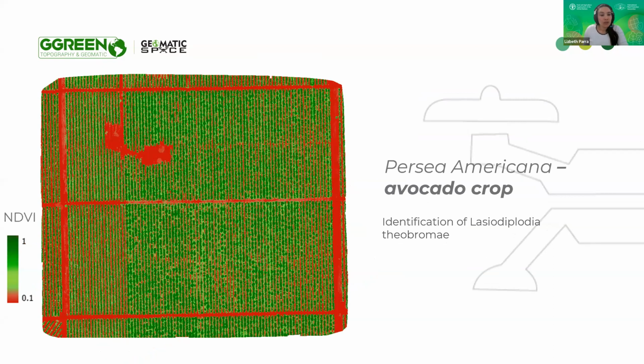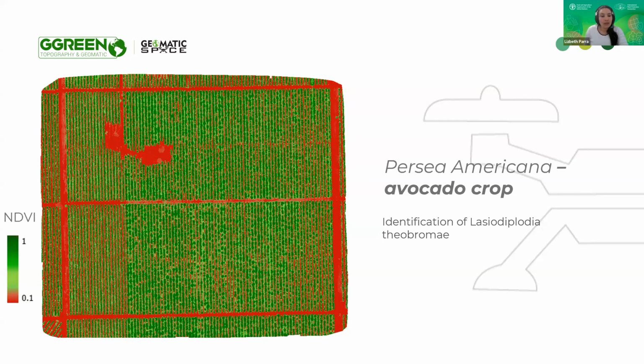En esta oportunidad están observando una imagen para el cultivo de aguacate, donde se viene evaluando la presencia de un hongo conocido como la Pseudoplodia theobroma, que afecta principalmente la madera de la planta. Nuevamente vemos en la parte inferior la escala del índice NDVI, donde los colores rojos están representando suelo y los colores verdes están representando como tal el cultivo.